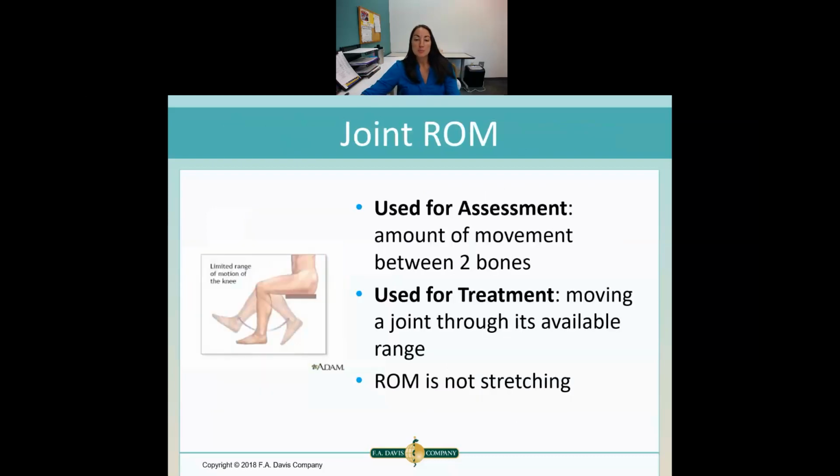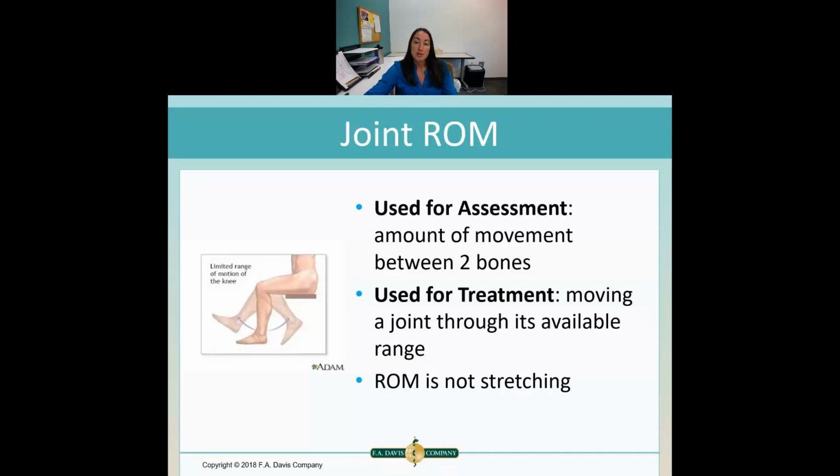Joint range of motion, we use this to assess the amount of movement that is available between two bones. We also use it for treatment, so moving a joint through its available range in hopes of gaining more available range. And just a caveat, range of motion is not stretching.